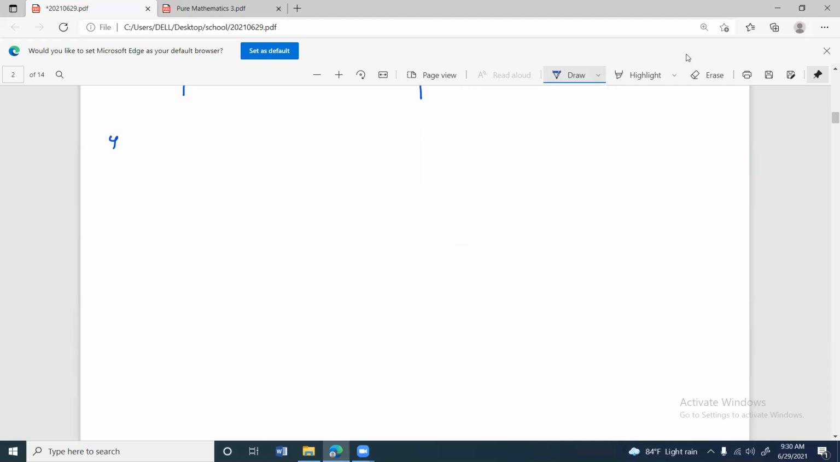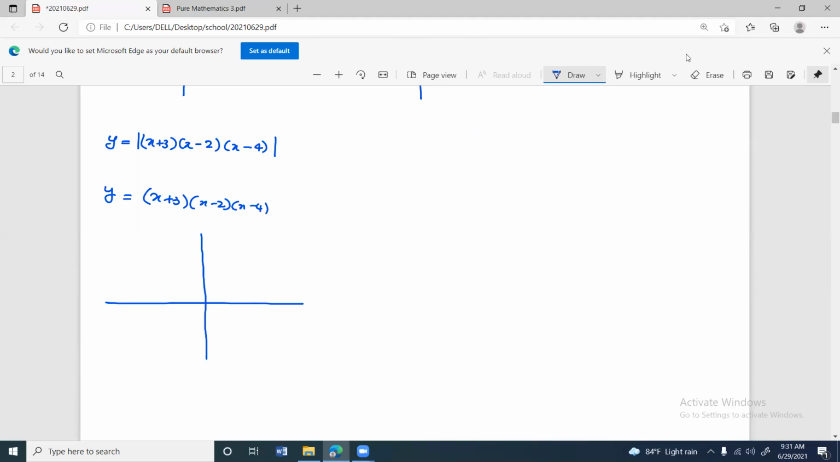Then if it is y equals to modulus of (x plus 3)(x minus 2)(x minus 4), right? Initially, we need to draw y equals to (x plus 3)(x minus 2)(x minus 4) without modulus. If you just draw it, you can understand the graph like this. X plus 3 means it intersects at minus 3, and x minus 2 and x minus 4 mean it intersects at 2 and 4. These are the intersections over here.